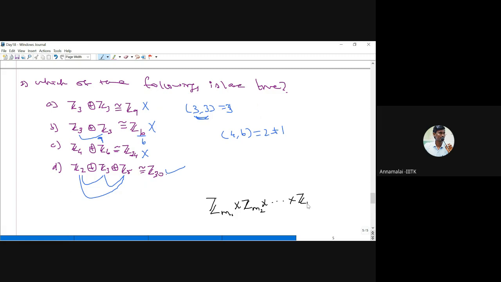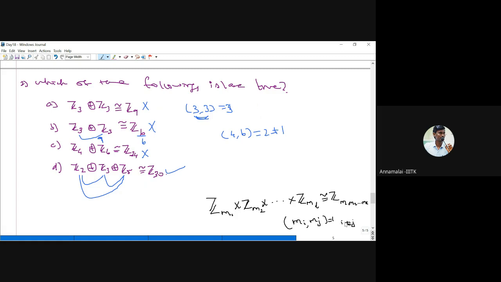Some number L is isomorphic to Z, the product of all the numbers M1, M2, etc., ML. This happens only if, when you take any two numbers Mi, Mj with i not equal to j, the GCD is 1. If you take different numbers, the GCD is always 1. Then the Cartesian product is isomorphic to the product of the Z suffix M.